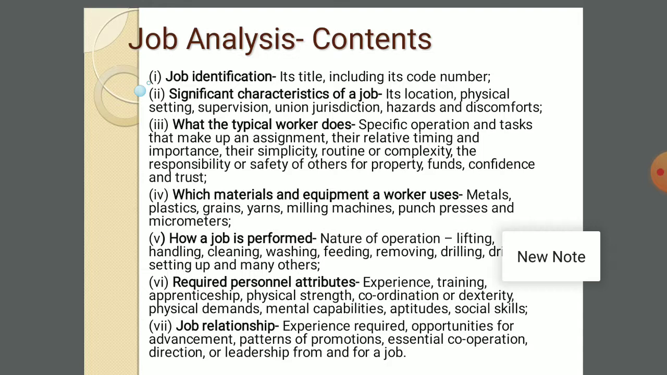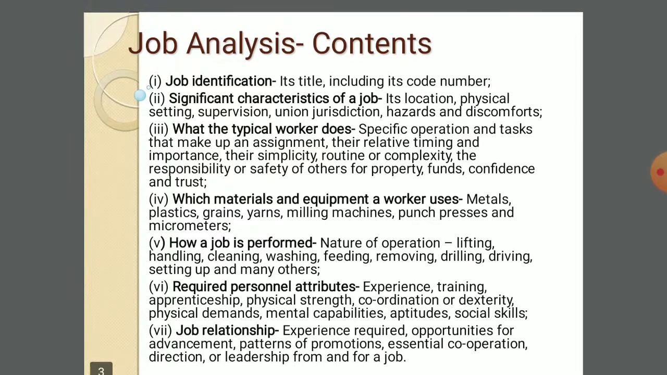Next content is the typical worker, what the typical worker does. So here is the description about what the worker is expected to do while doing his job. So that worker has to carry out the specific operations which are assigned to him under his job. At the same time, he has to carry out the tasks given by the organization. He has to abide by the timings. He has to carry out the routine work. At the same time, he is responsible for the safety of others and the property of the organization.